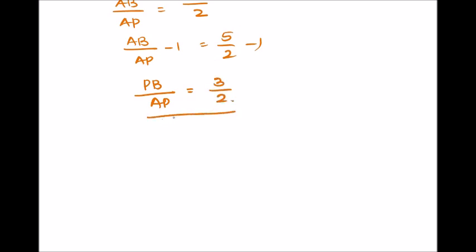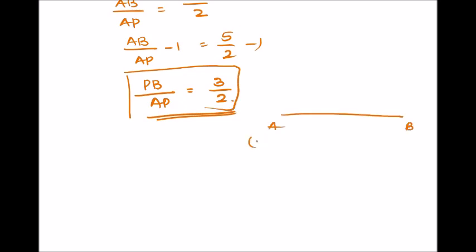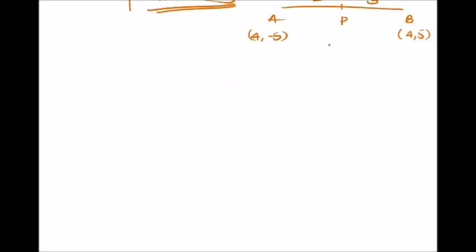This is the ratio we need. A is (4, -5) and B is (4, 5). Now here is P, AP is 2 and PB is 3. Now using the section formula, we need to find the coordinates of P.